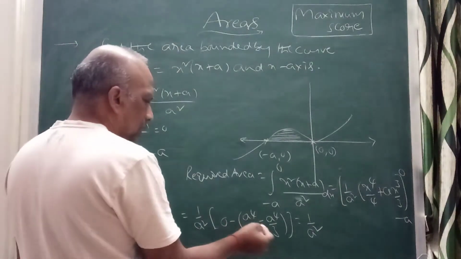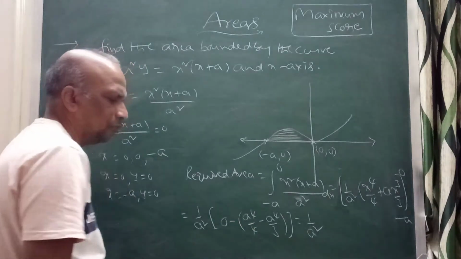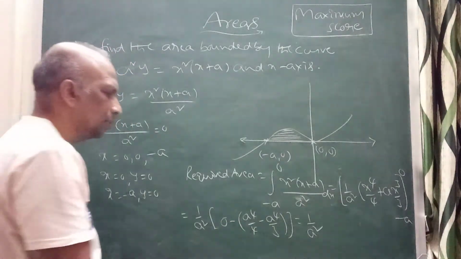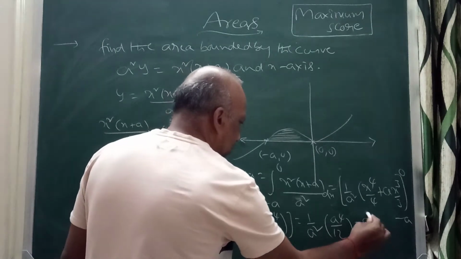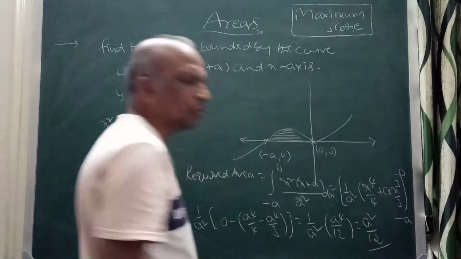So you will get minus of 3a power 4 minus 4a power 4, which gives minus a power 4 by 12. So the answer is a square by 12 square units.